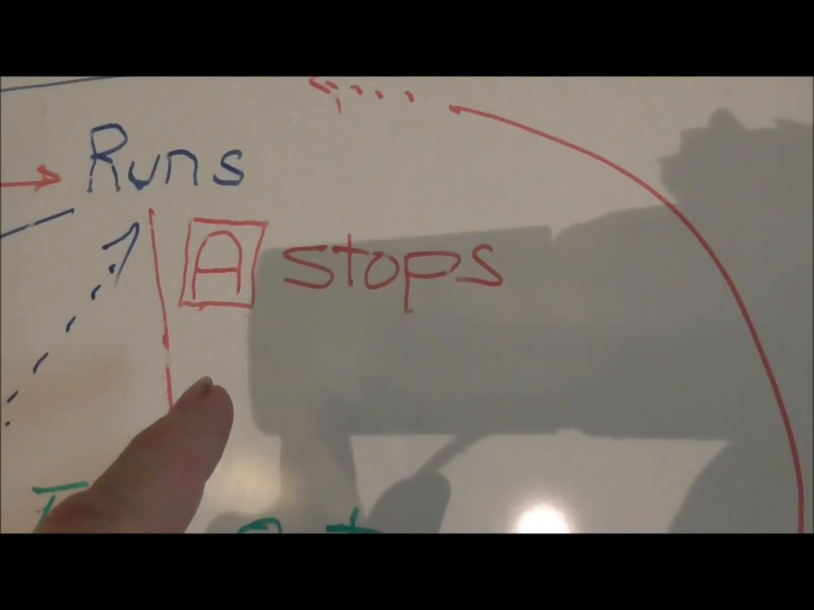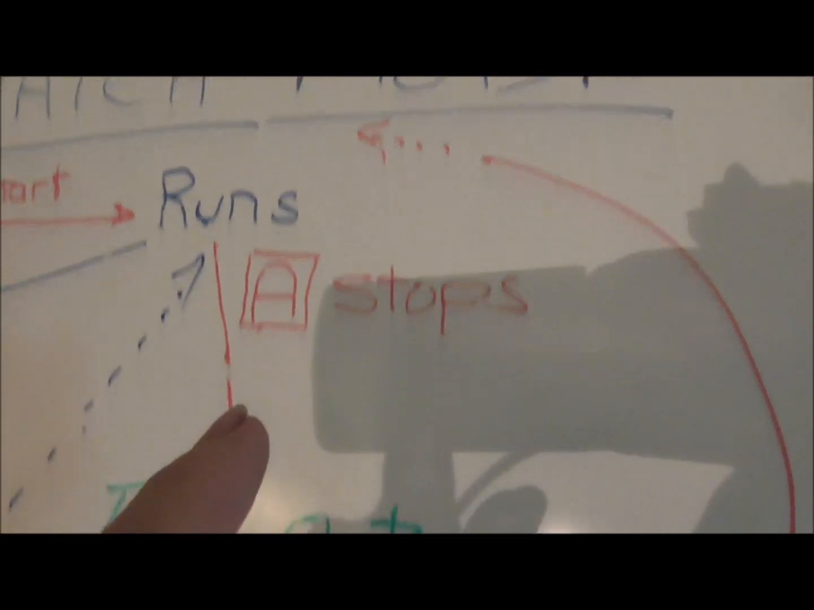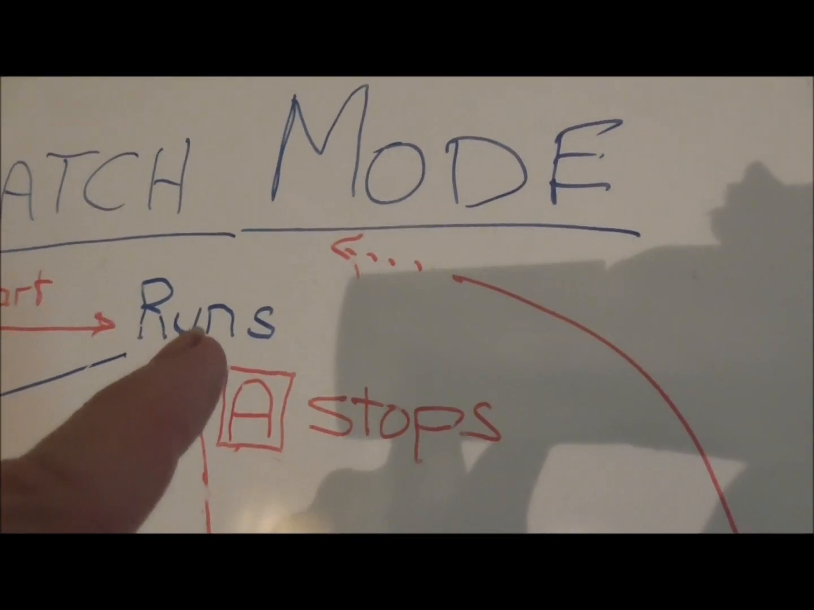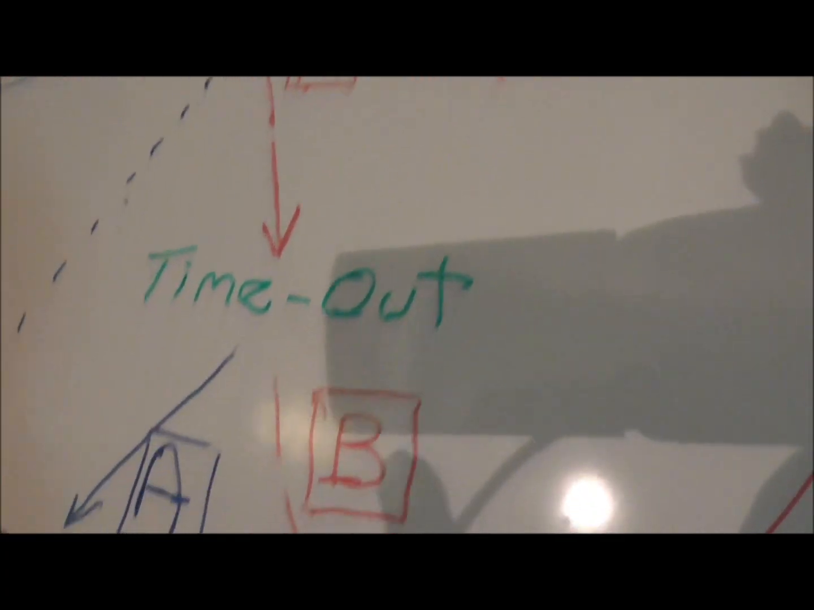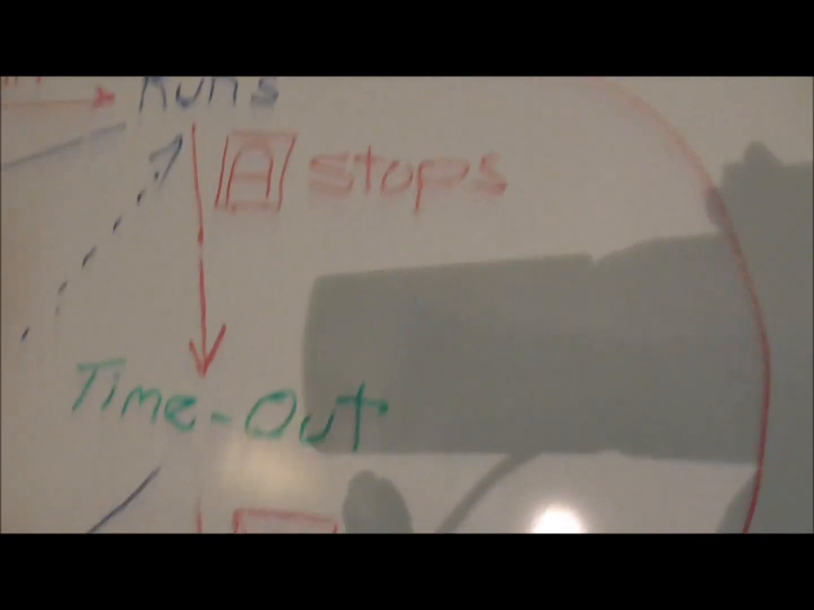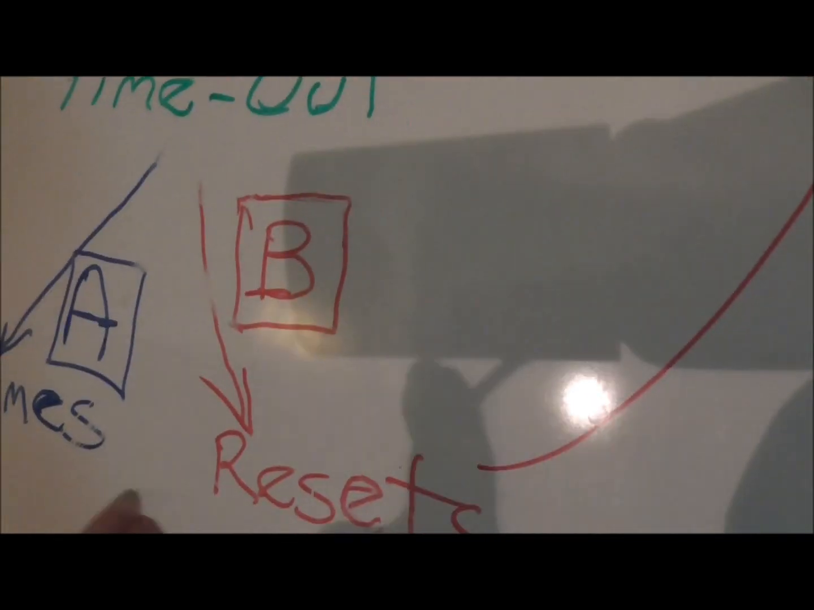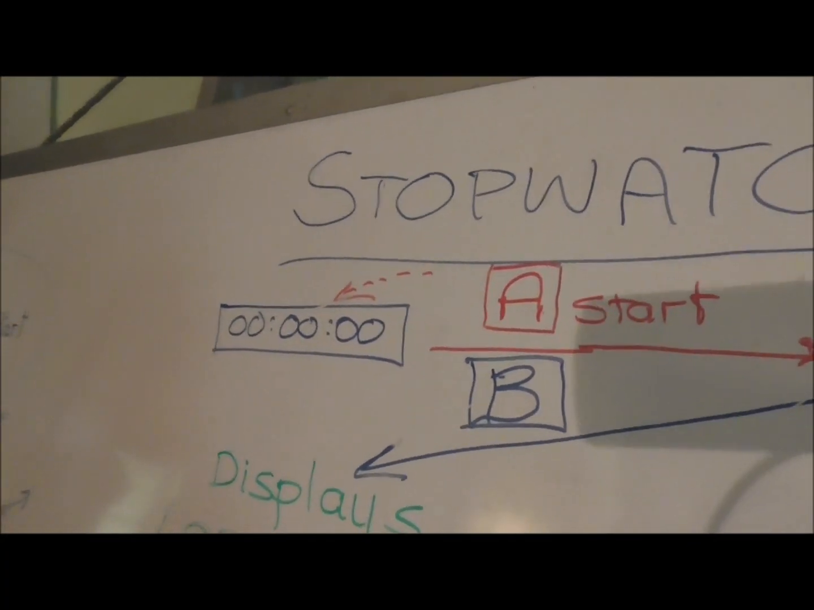So you stop with A, wait for your time out, press button A again, and it's running again. If you're the timing official for a basketball game, you'll probably do that. You go A, A, A, A. At the end of the game, you stop it with button A, press button B, and you're back to 0 again. You can start another game.